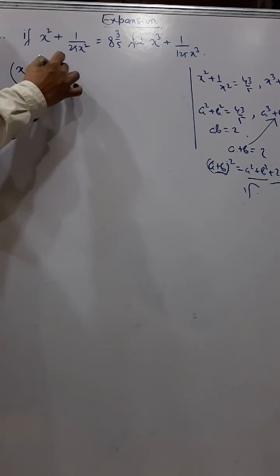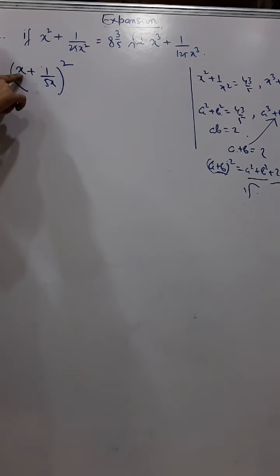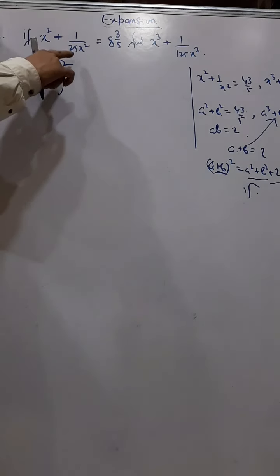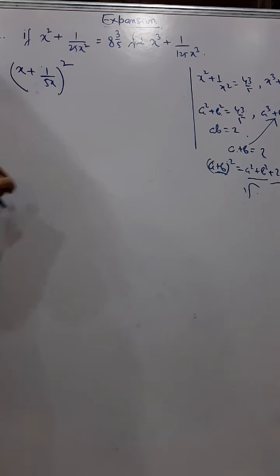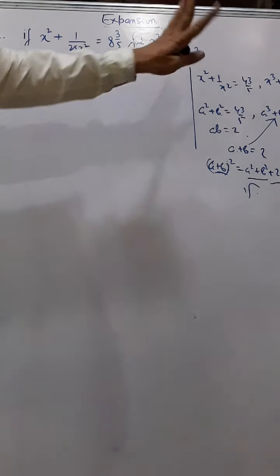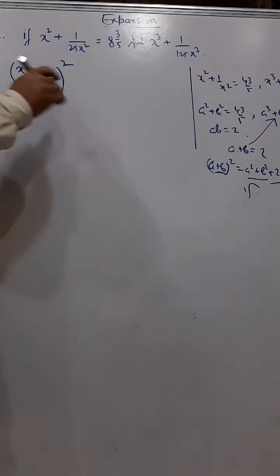So that means I have to start with what? I have to start with a plus b whole square. And from this a plus b whole square, I will get a plus b. And from that a plus b, I will get a cube plus b cube. So that's the concept. So this is what?